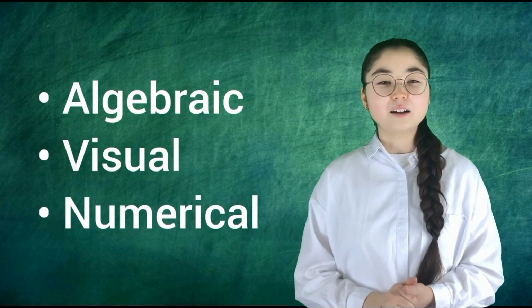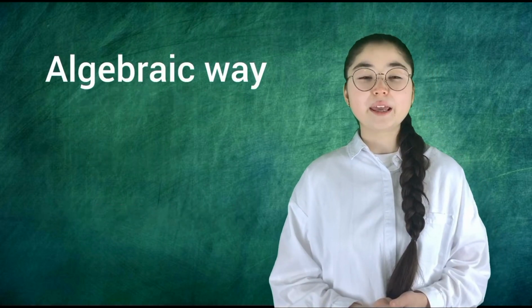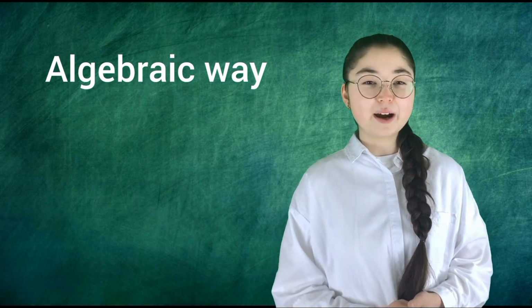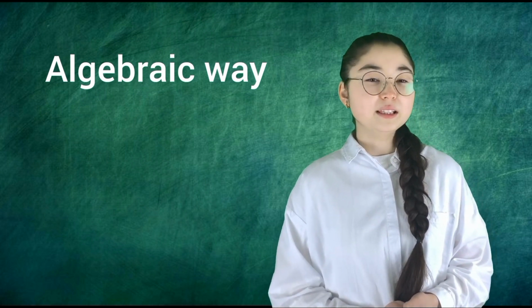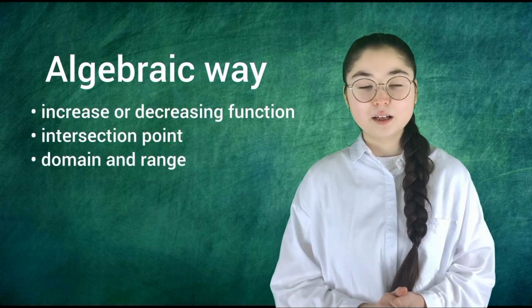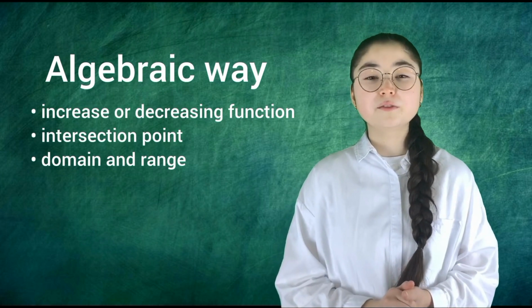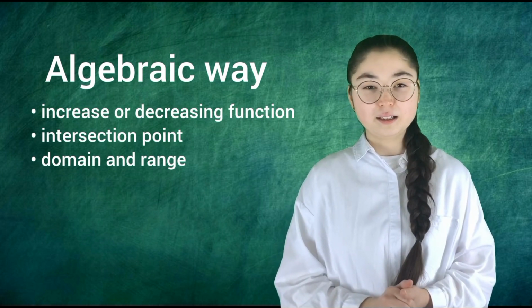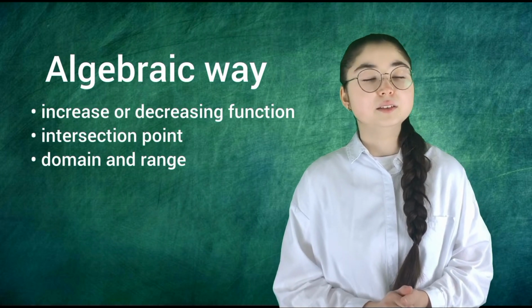And now let's consider the representation of a function. We can represent different types of functions in different ways. There are 3 ways for the representation of a function: algebraic, visual, and numerical. In the algebraic way, the function is given by a formula. And with this formula, we can define whether the function is increasing or decreasing, and can find the intersection point of the function with the x-axis. And we can find the domain and range.